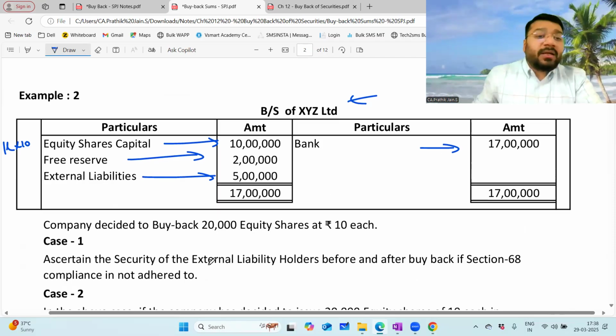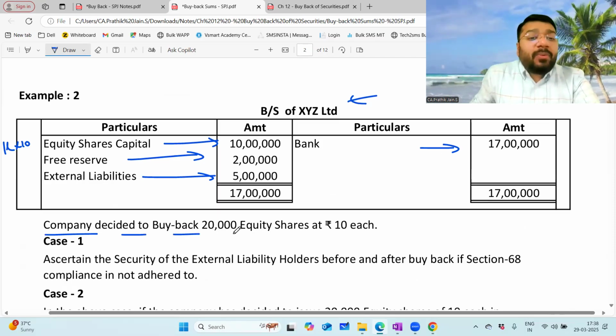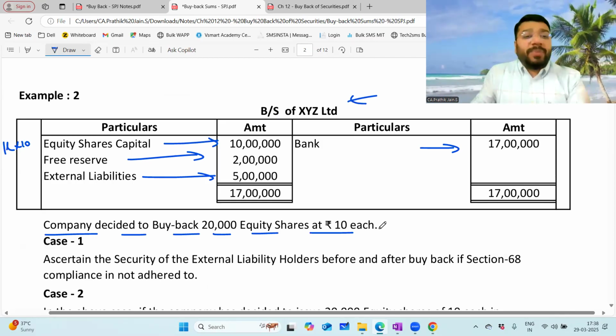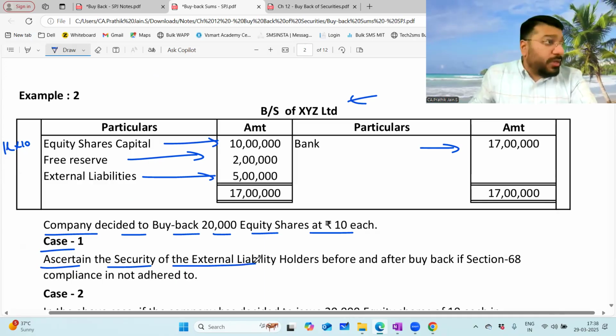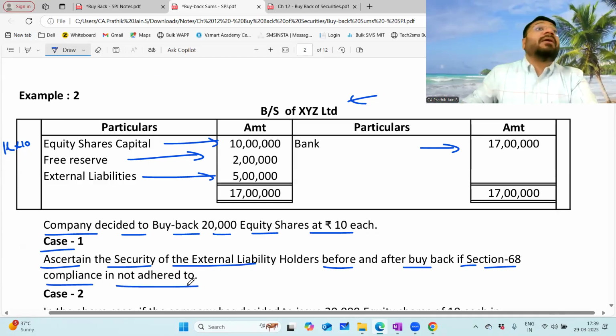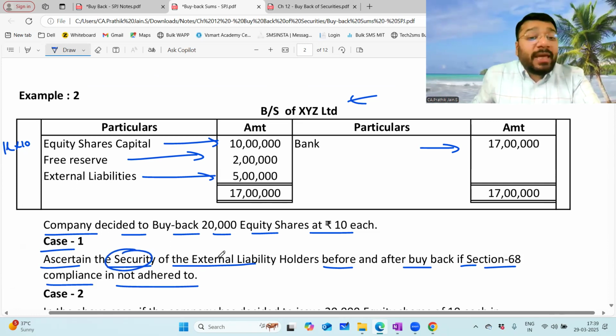The company decides to buy back 20,000 equity shares of rupees 10 each. How many shares? 20,000 equity shares of rupees 10 each. Case 1, ascertain the security of the external liability holders before and after the buyback if Section 68 compliance is not adhered to. What am I asking? I'm trying to understand what is the security of the external liability holders.